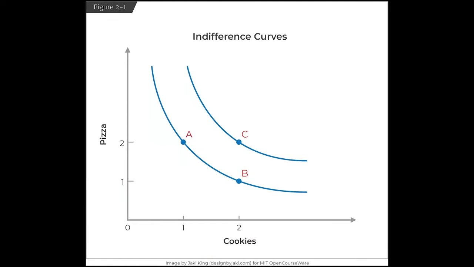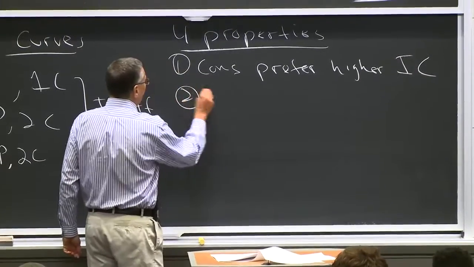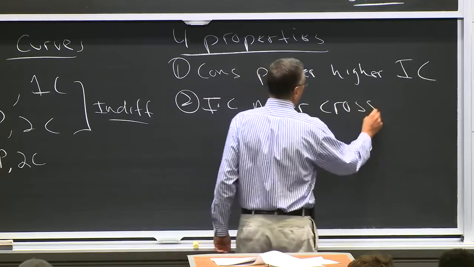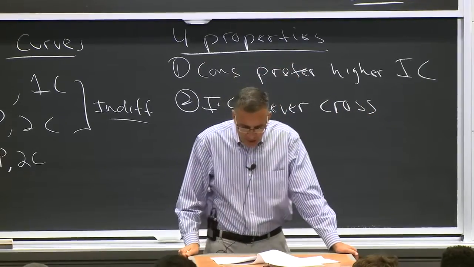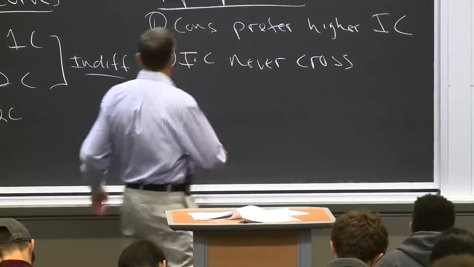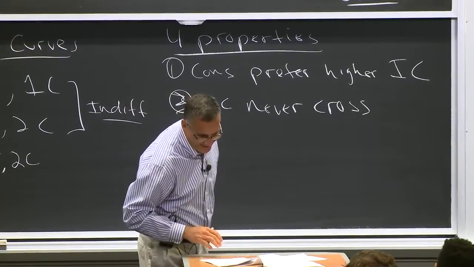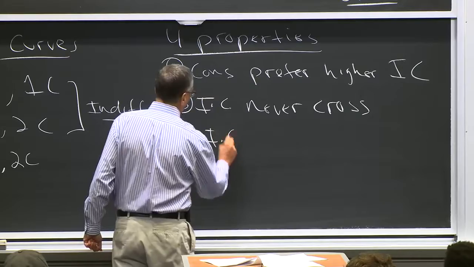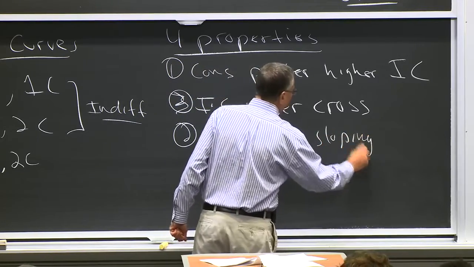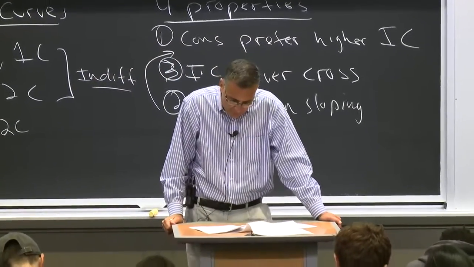The second is that indifference curves never cross. Okay, actually, that's third. I want to come to that in order. Second is indifference curves are downward sloping. Okay, indifference curves are downward sloping. Let's talk about that first.